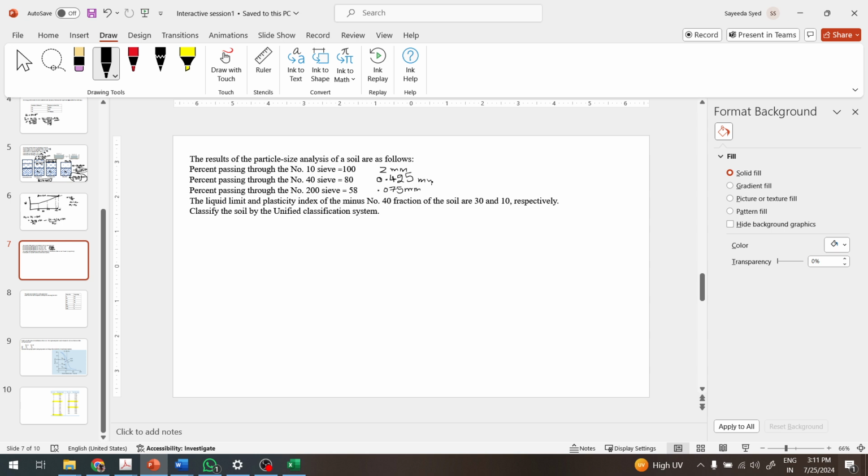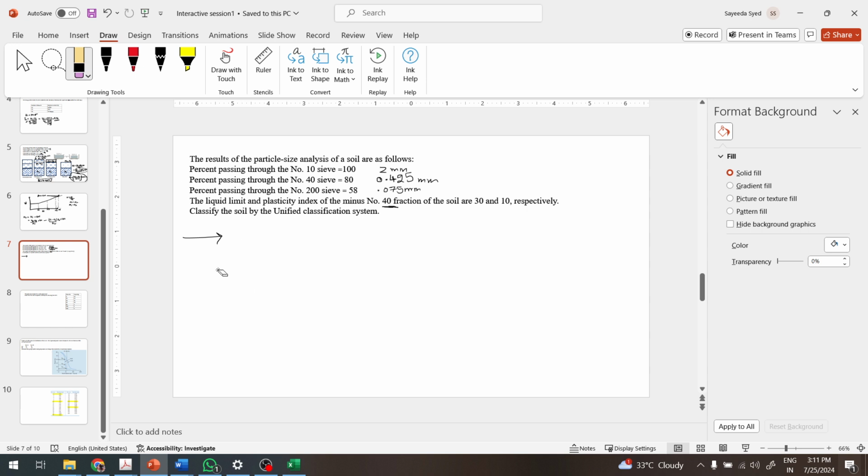0.425 mm. The liquid limit and plasticity index of the minus 4.25 fraction of the soil are 30 and 10 respectively. Classify the soil by the unified classification system. So you see there are some steps that you have to follow. It's kind of a flow chart that you may be aware of.